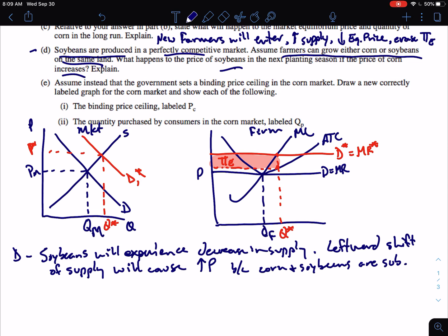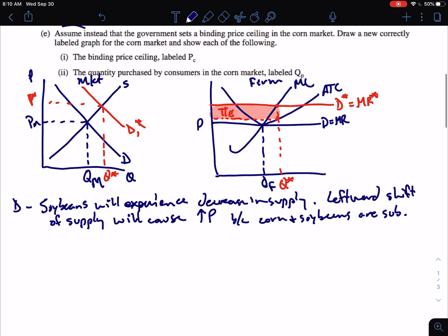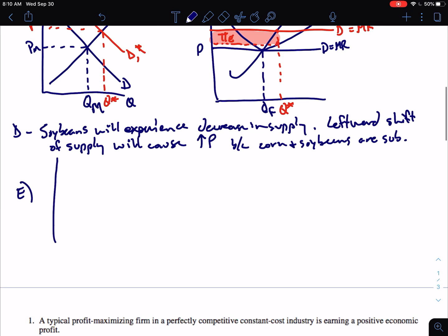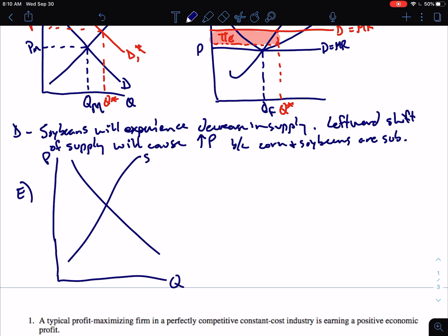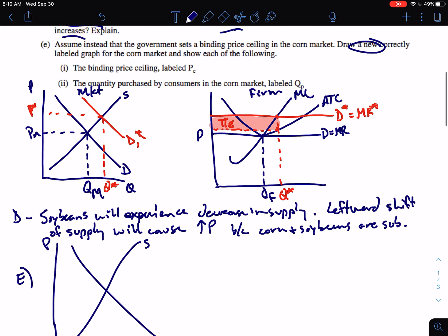Okay, now assume the government sets a binding price ceiling. Draw a new correctly labeled graph. So notice it's a new graph, so that means we are going to draw a whole new one. So here is our graph. We've got Q here, P here. This is supply, this is demand. So it's a binding price ceiling.